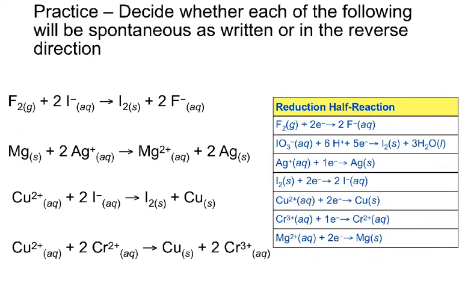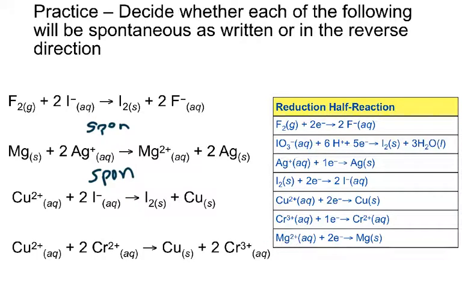So practice, decide if these will be spontaneous as written or not spontaneous. My table here is in order, you just don't have numbers associated with it. So you can pause the video and practice. The first one, the fluorine, is the top reduction reaction, and it is as written, so this one will be spontaneous. The next one down, the manganese one, is reversed, and the silver is as written. Silver is above the manganese in the table, so this one will also be spontaneous.